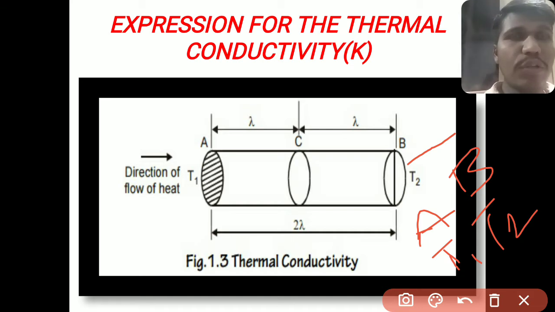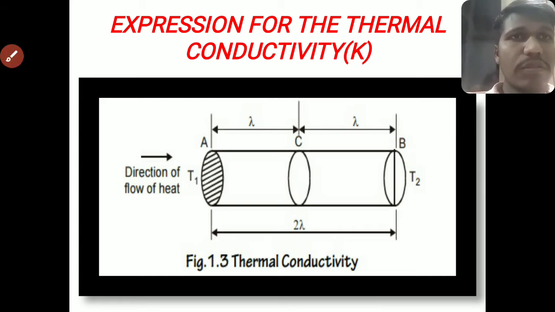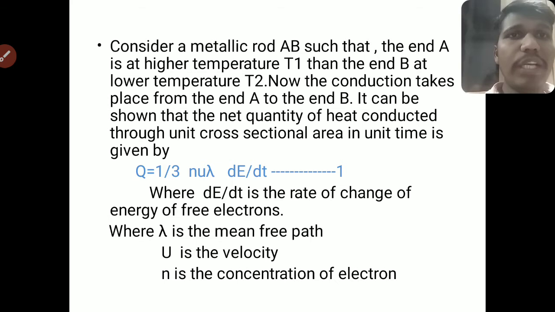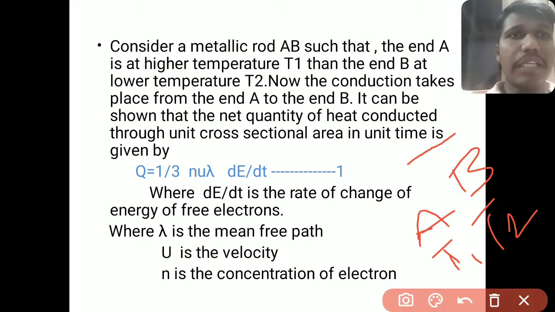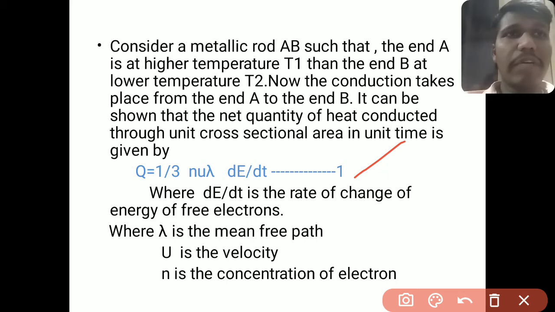So on the basis of the diagram, the conductor or metal rod has two ends A and B, with temperature T1 the higher temperature and T2 the lower temperature. The direction of flow of heat is from T1 to T2, in a metal rod or conductor which conducts current and heat. Using the formula, we get Q is equal to 1 divided by 3 n u lambda dE divided by dt. So we get expression 1.